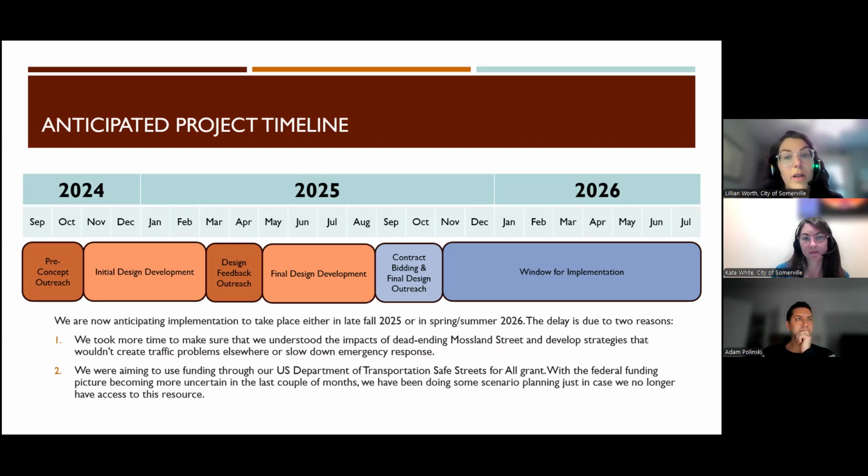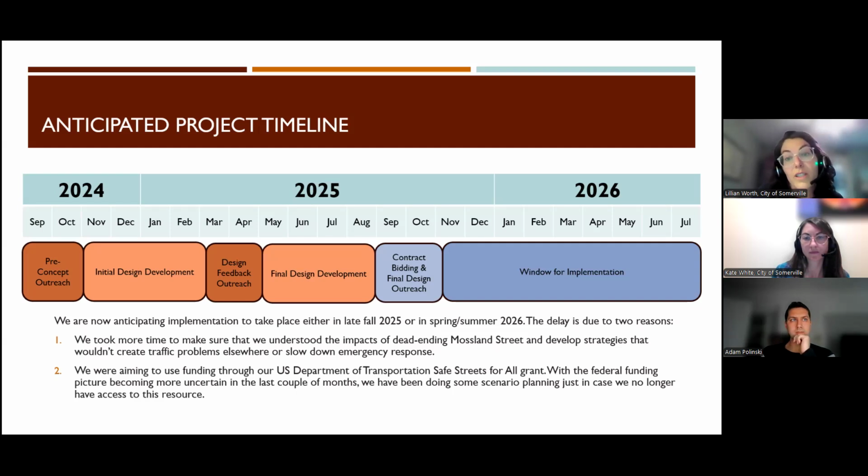We are now anticipating implementation to take place either in late fall 2025 or in spring summer 2026 due to two major reasons. Number one, we took a little bit more time during this concept design phase to really make sure that we did the traffic analysis and understood the impacts of dead-ending Mossland Street so that we could develop strategies that wouldn't create traffic problems elsewhere. And we wanted to make sure we had a good plan for emergency response.